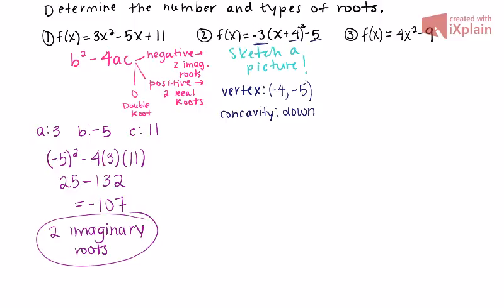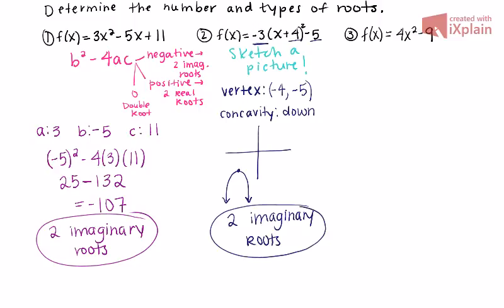So you're going to sketch a picture. Doesn't need to be exact, just a general sketch. My vertex needs to be at negative 4, negative 5, which is somewhere here in the third coordinate. And I know my graph is going to be concave down. So like this. Looking at this graph right here, I could clearly see that this does not cross the x-axis, and it will never cross the x-axis. So knowing that, you could assume that you will have two imaginary roots.